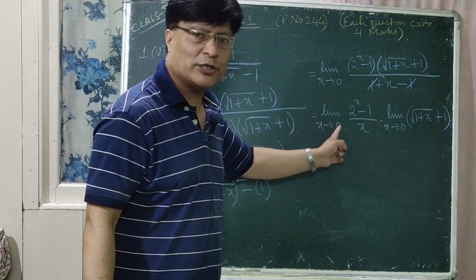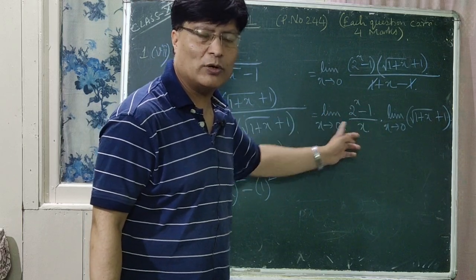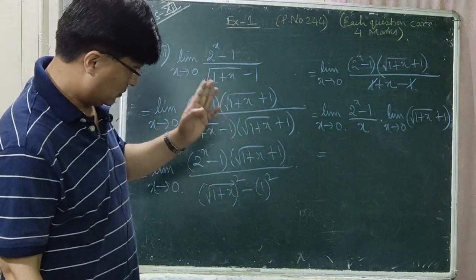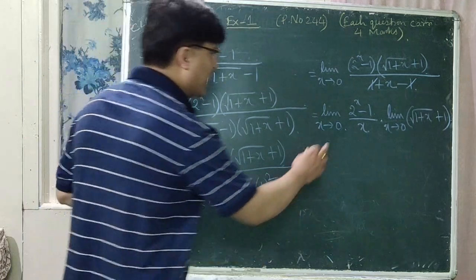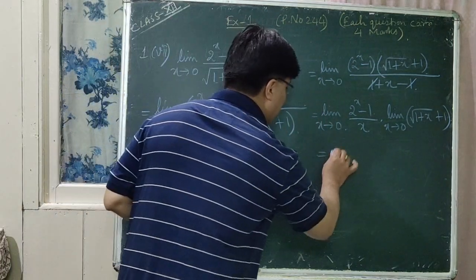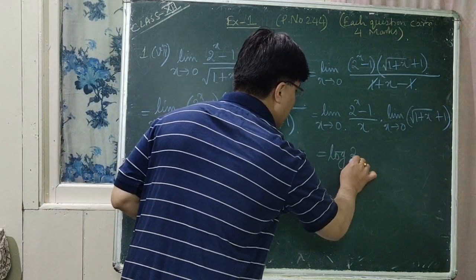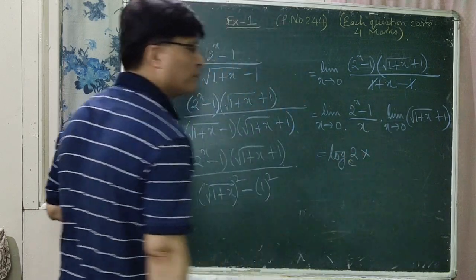So which is equal to, now this is a standard form. Limit x tends to 0, a to the power x minus 1 whole divided by x. So what is this formula? It is log a base e, but instead of a there is 2. So what can I write here? It is log 2 base e into.